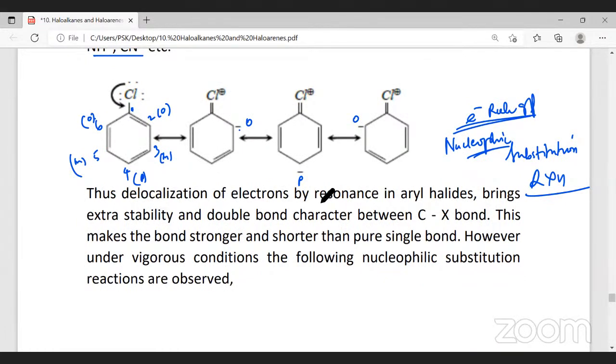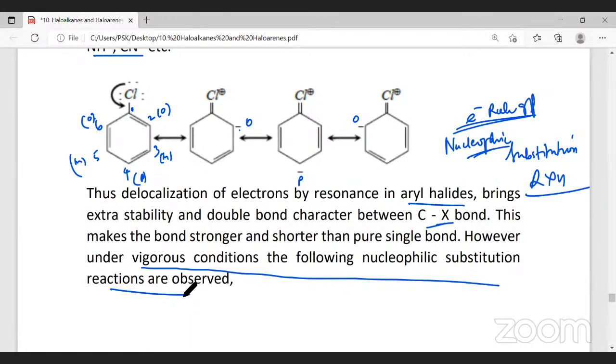Thus, delocalization of electrons by resonance in aryl halides, haloarenes, brings extra stability and double bond character between carbon and halogen. See here, extra stability in the carbon-halogen bond. This makes the bond stronger and shorter than a pure single bond. However, under vigorous conditions, the following nucleophilic substitution reactions are observed.